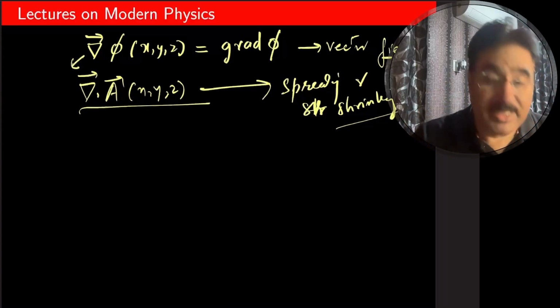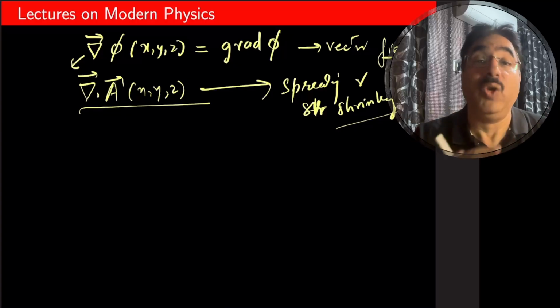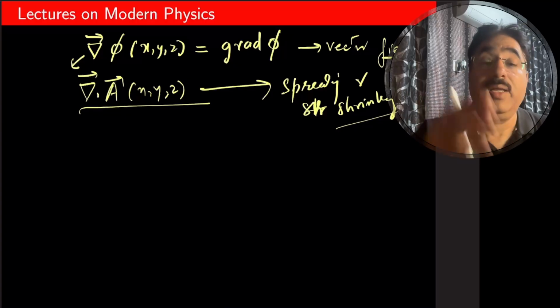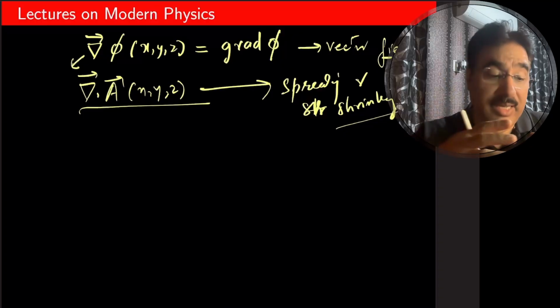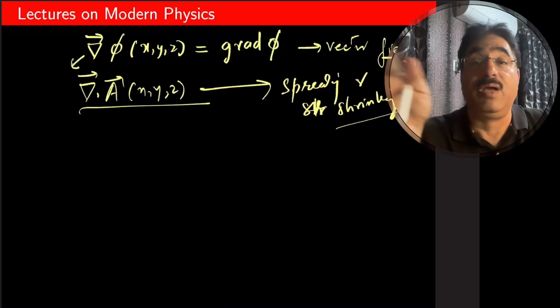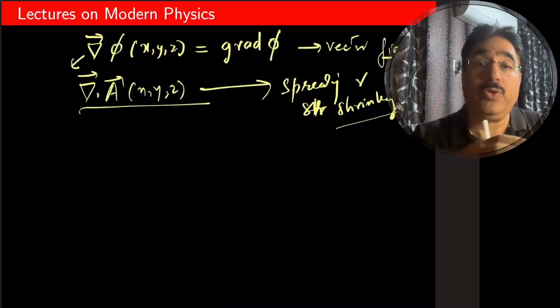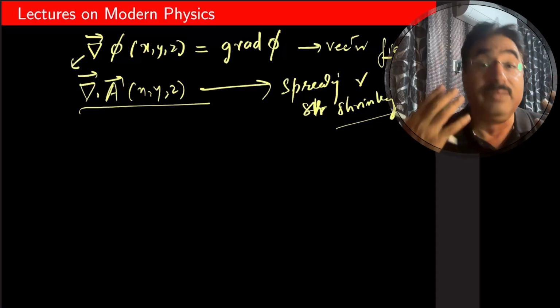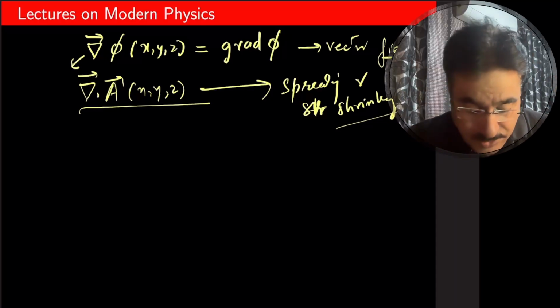So the divergence tells me what the field is doing locally, at a point, whether it is spreading out, like the electric field due to a point charge, which spreads out, or the electric field due to a negative charge, which shrinks in. That is the idea that we learn in high school.